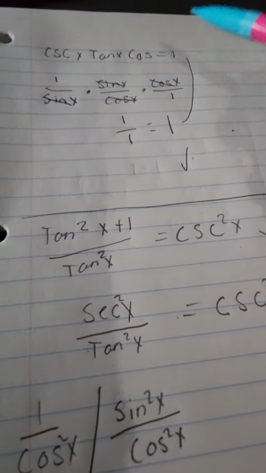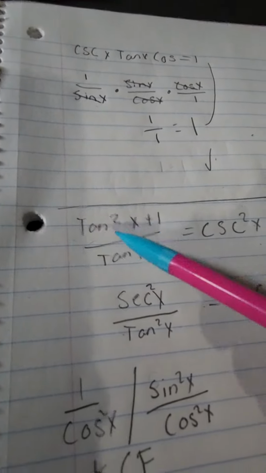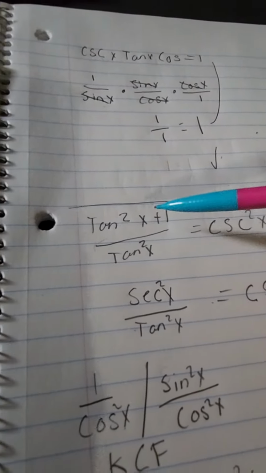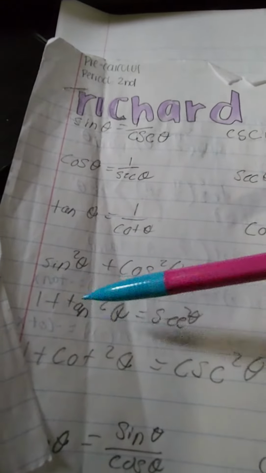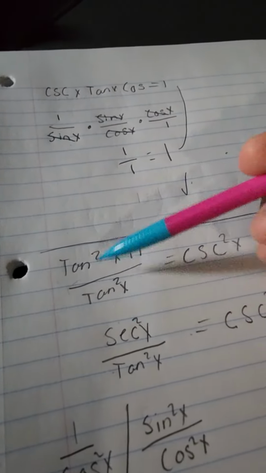Then for this one, you can see here that it's tan squared x plus 1. There's a great way to start, by turning this into secant. Look, 1 plus tan squared equals secant squared. So tan squared plus 1 gives secant squared over tan squared.